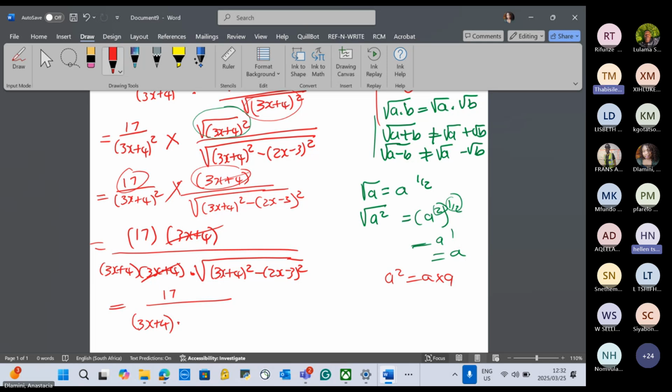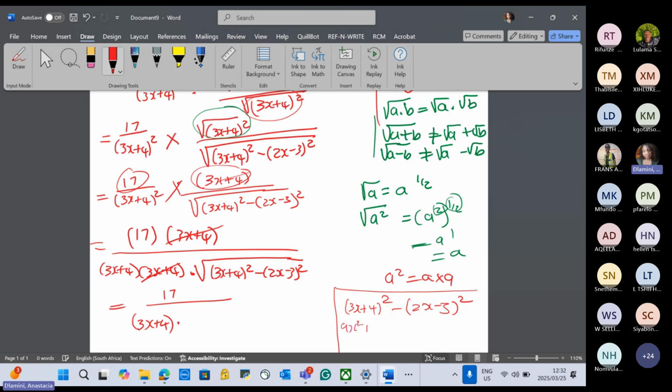The square root of... Thank you. So let's simplify the square root. What is inside the square root? We know inside the square root, we have (3x + 4) squared minus (2x - 3) squared. So what is the answer there?